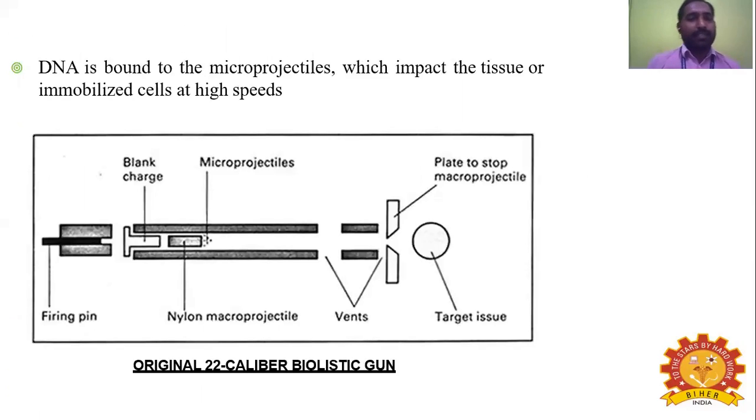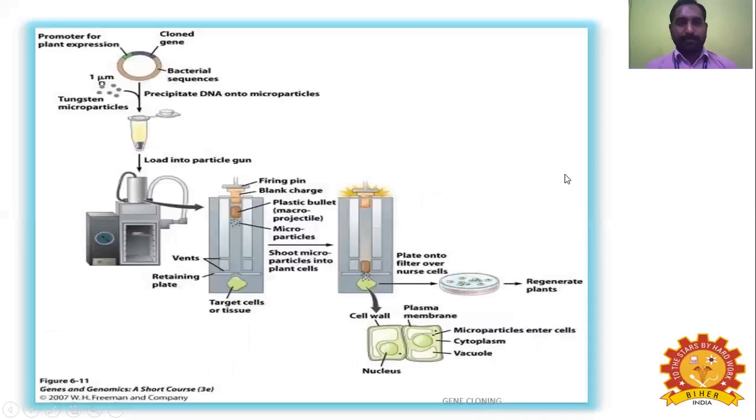So here you have the exact ballistic gun, how it is working. The DNA is bound to the microprojectile, which impacts the tissue or the immobilized cells at high speeds. And here we have the firing pin, a blank charge, and the microprojectile. So here you can see the microprojectile and nylon projectile. And here we have the beads, and this is the target tissue and plate to stop the microprojectile.